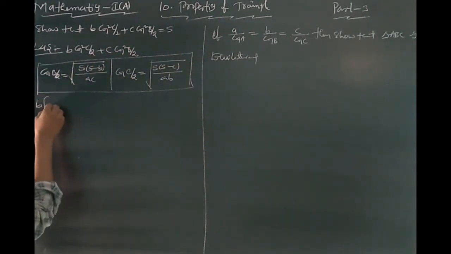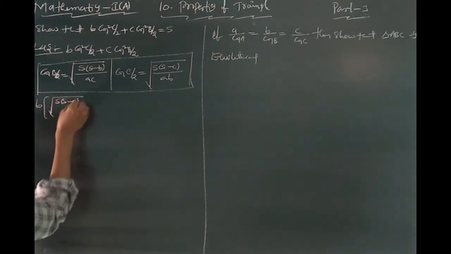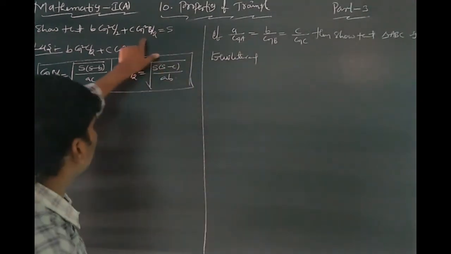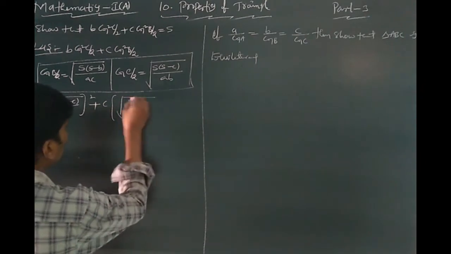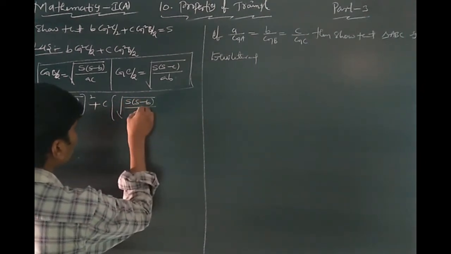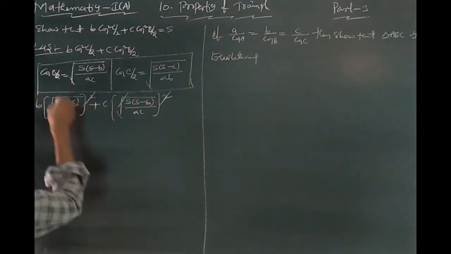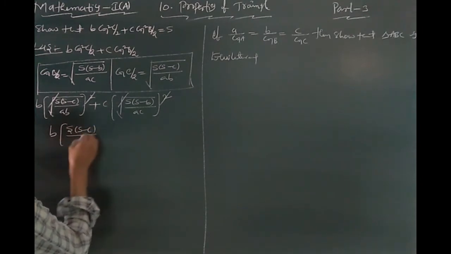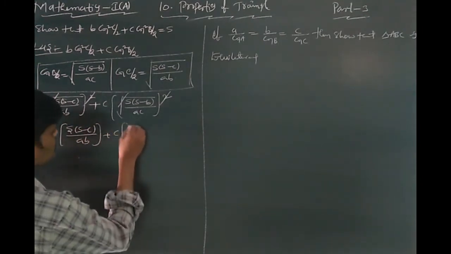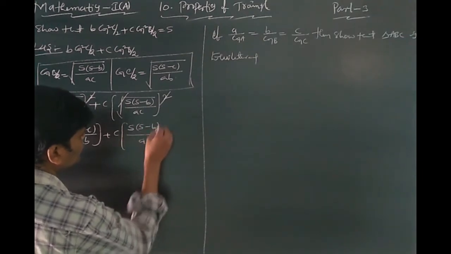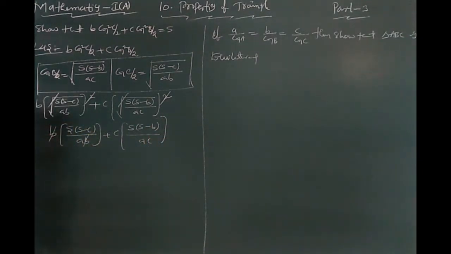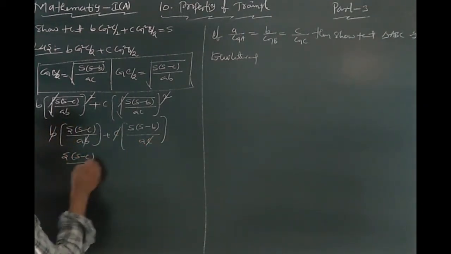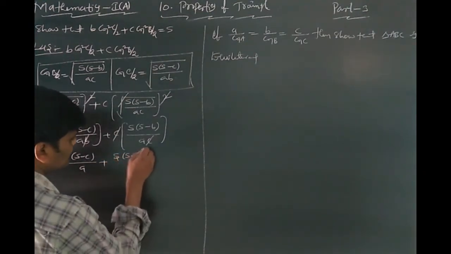b into cos square c by 2 is nothing but square root of s into s minus c by ab whole square. Cos square is nothing but cos c by 2 whole square. Here also, c into square root of s into s minus b by ac whole square. Square root cancel, square root cancel. Remaining constants: b into s into s minus c by ab plus c into s into s minus b by ac. Here b gets cancelled, c gets cancelled. s into s minus c by a plus s into s minus b by a.